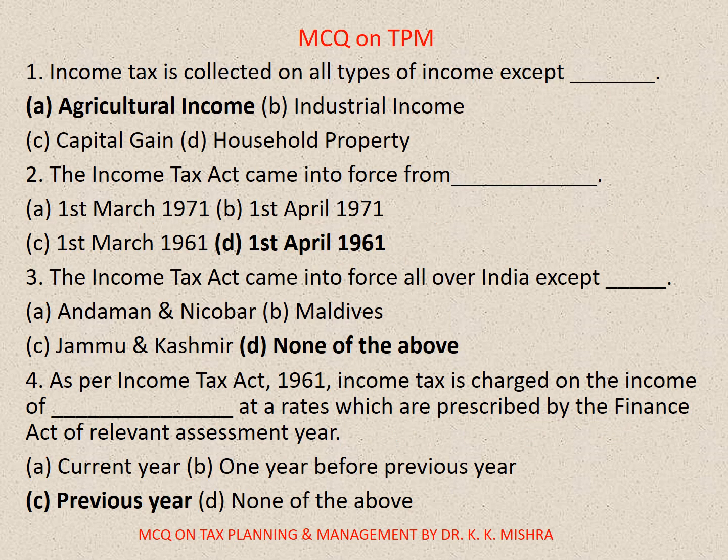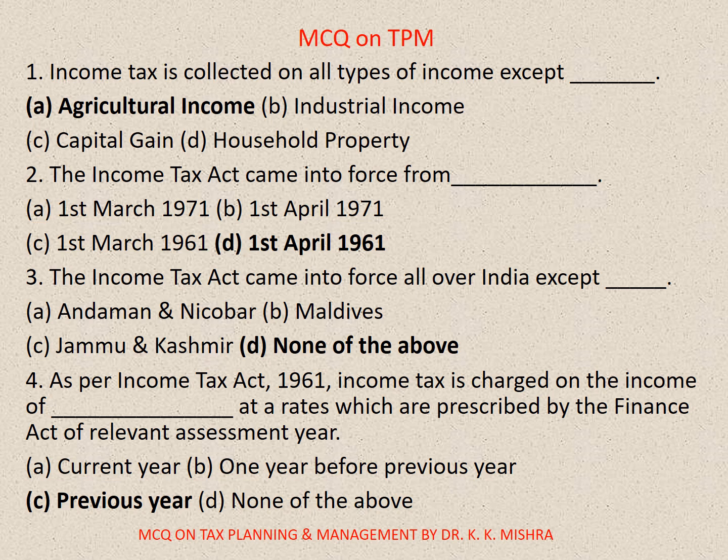Question number 1. Income tax is collected on all types of income except: A. Agricultural income, B. Industrial income, C. Capital gain, D. Household property. Correct option is A. Agricultural income. Question number 2. The Income Tax Act came into force from: A. 1st March 1971, B. 1st April 1971, C. 1st March 1961, D. 1st April 1961. Correct option is D. 1st April 1961.